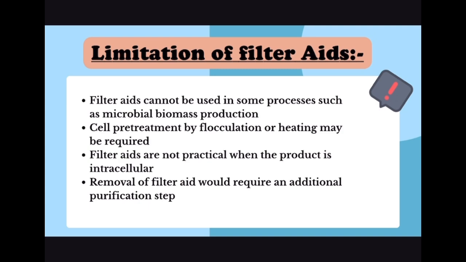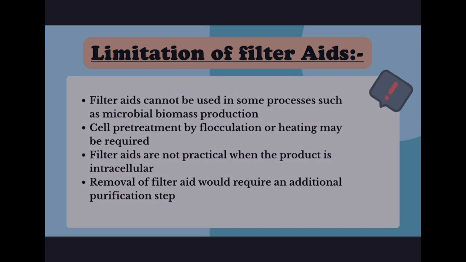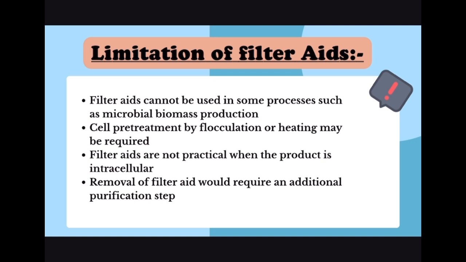In limitations of filter aids, there are four limitations. The first one is that filter aids are generally not suitable in processes where the main product is microbial biomass, such as yeast or bacterial cells. This is because filter aids like Kieselguhr mix with the cells and make it difficult to separate and recover pure biomass. As a result, the final product may become contaminated with filter aid particles.